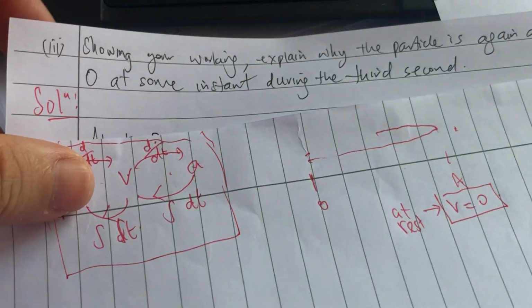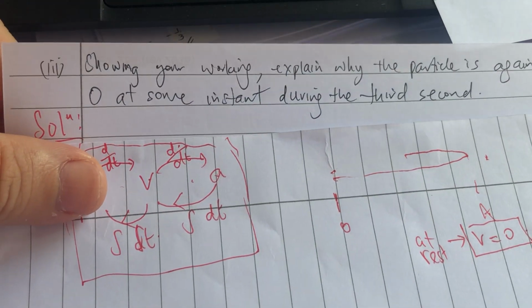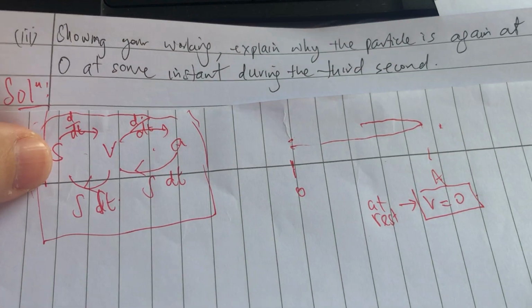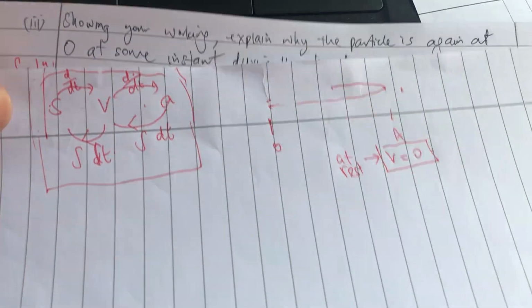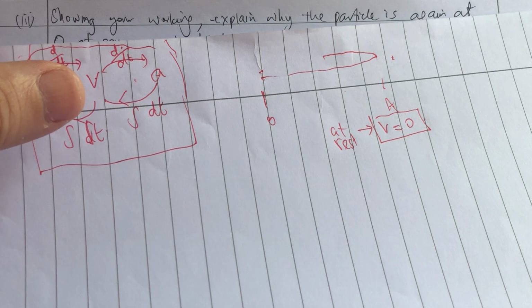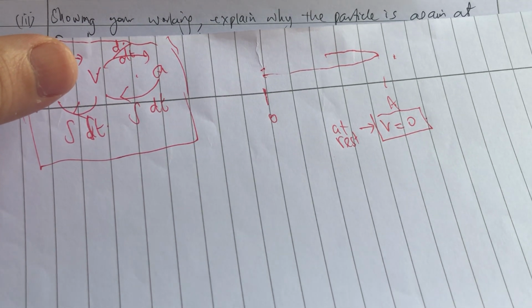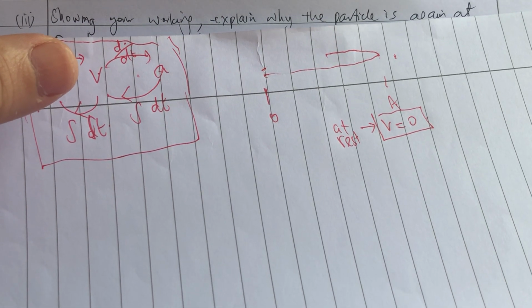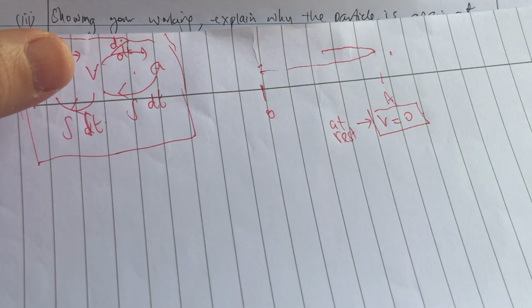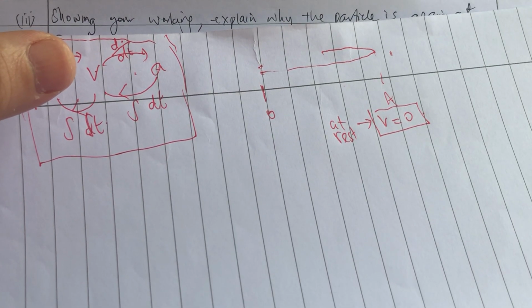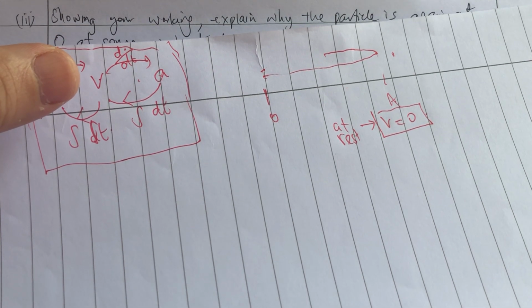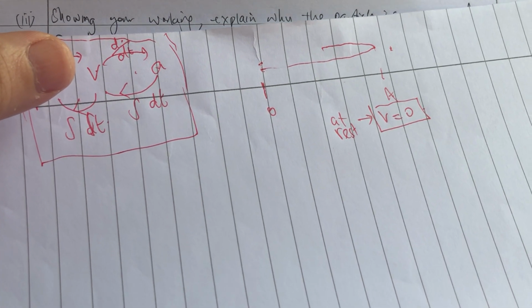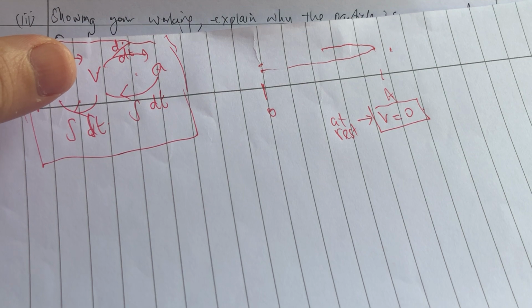Showing your working, explain why the particle is again at O sometime during the 3rd second. Now, this particular question, those of you who tried this question, very good. Those who tried, listen carefully, check whether your working is the same as mine. You may think your answer is right, but if your working is not the same as mine, then your working is wrong. Those who never try, you may think it's very easy, right? If you were to try on your own, you may not have the same working as me.